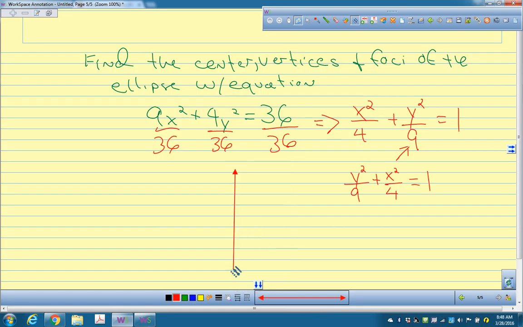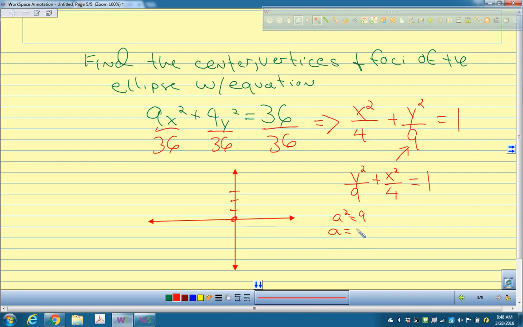There we go. So here's my xy axis. This one is centered at 0, 0. It has a major axis of 1, 2, 3, so a squared is 9, right? So a is equal to 3. That means one vertex is at 0, 3, and the other vertex is at 0, negative 3. And then how far do I go out to sketch my ellipse? 2. Wait, wouldn't it be the other way? Wouldn't it be b that's 3? Oh, no, because it's flipped, isn't it?